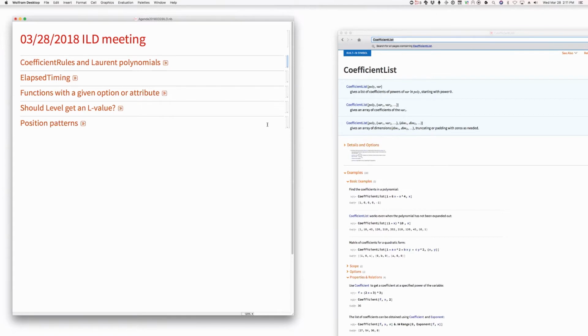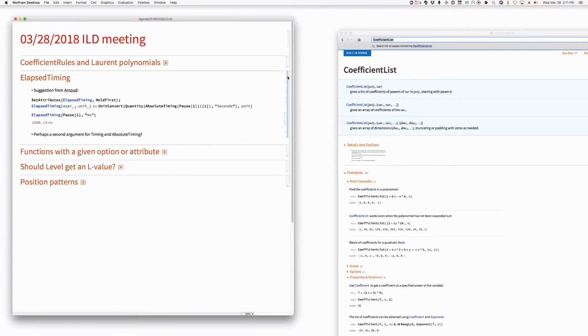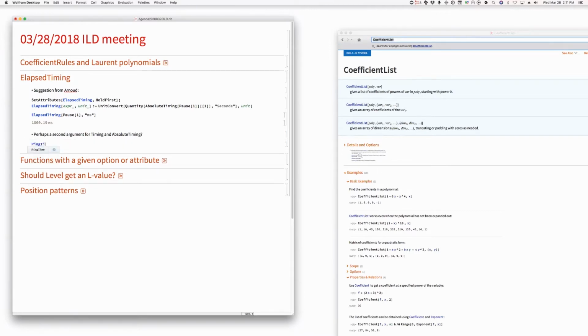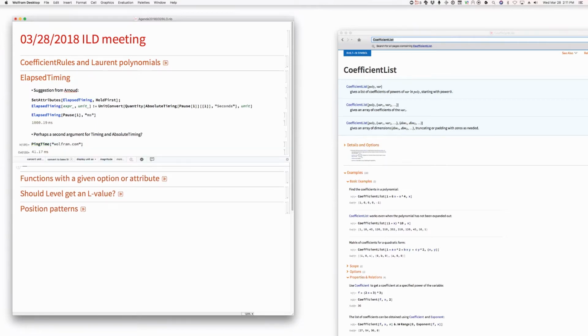Okay. Sounds good. So another small thing, a suggestion of having our timing functions producing quantities. Yeah, this is something that is requested periodically, and some of our functions, like ping time, now return a quantity. So the question is whether this deserves a new function or whether we can add a second argument in timing and absolute timing to handle this, for example.